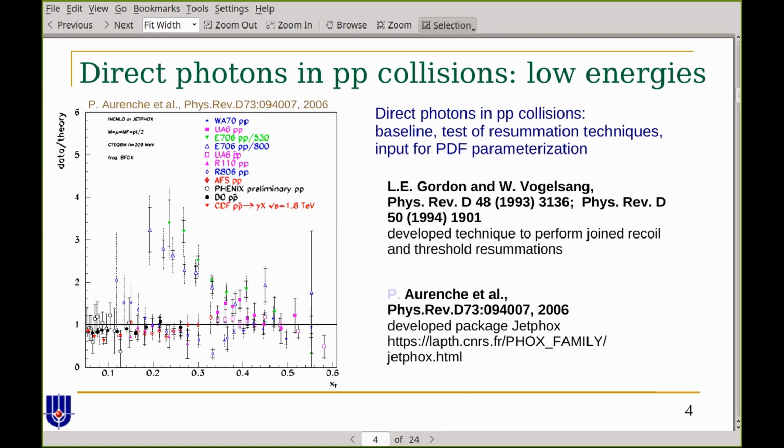In the late 90s, some techniques were developed by these two gentlemen who managed to reproduce direct photon yields in PP collisions, and it was implemented in the JETPHOX package. With this package, it was possible to reproduce direct photon spectra in almost all available data at this date, except a few experiments which contradict the others. And as you can see, the description of data is pretty good, and we can reproduce them with an accuracy of about 10 to 20%.